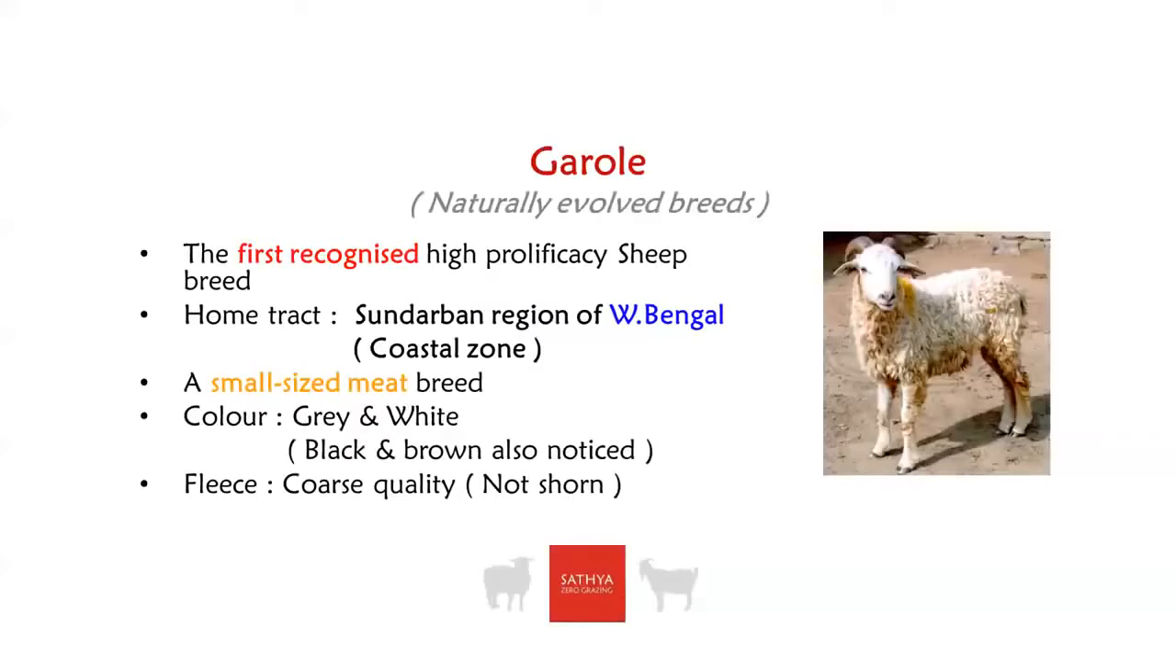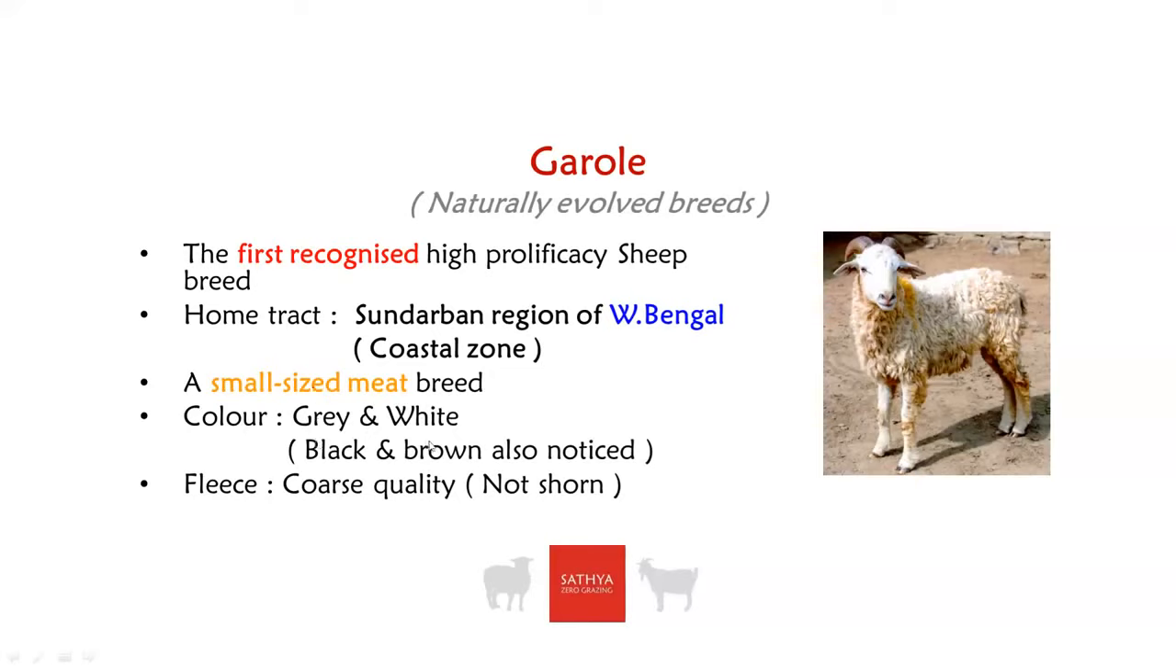Let us look at the physical and physiological parameters of the Garole breed. Garole is the first recognized high prolificacy sheep breed in India. It is a naturally evolved breed. Its home tract is the Sundarban region of West Bengal. It is mostly seen in the coastal zone of West Bengal, but the home tract is the Sundarban region. It is a small sized meat breed.